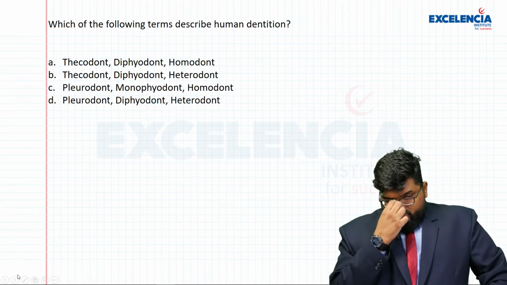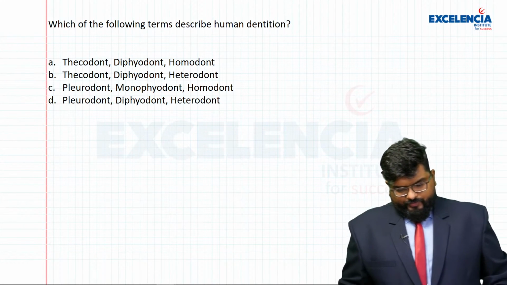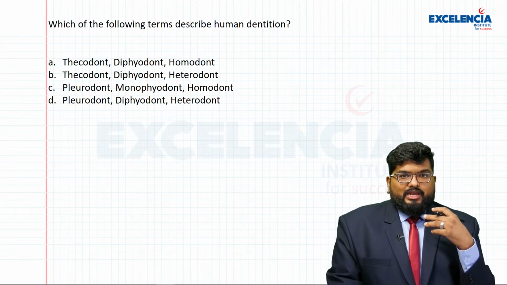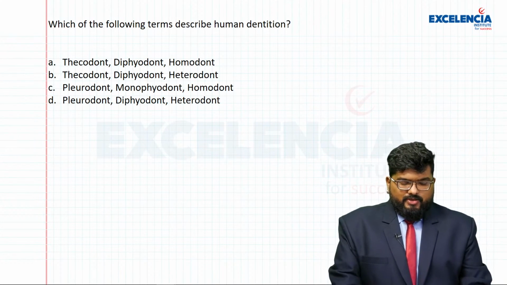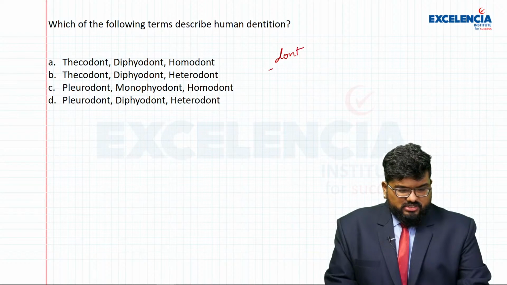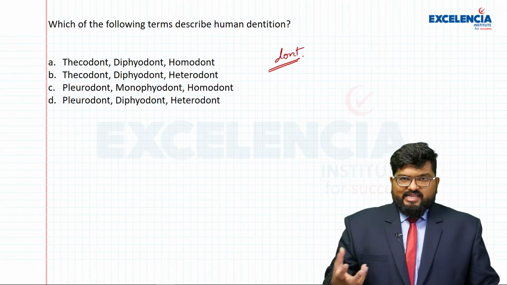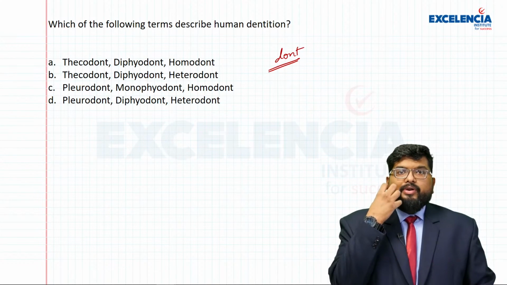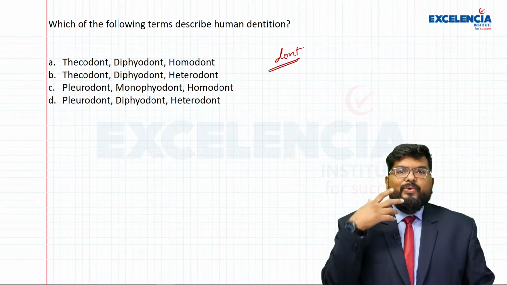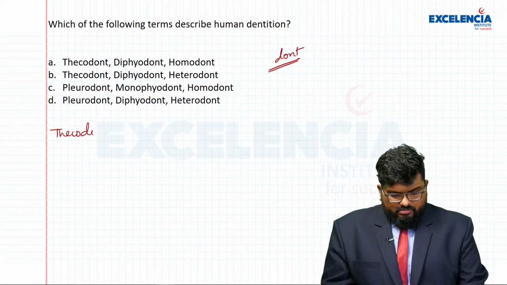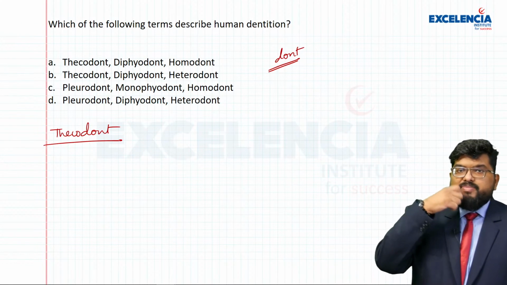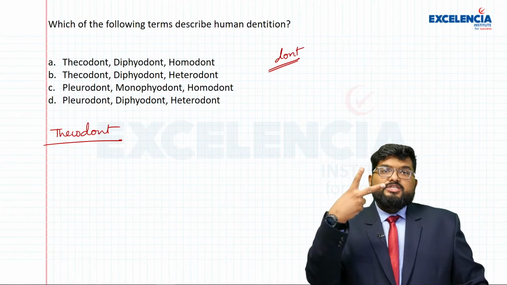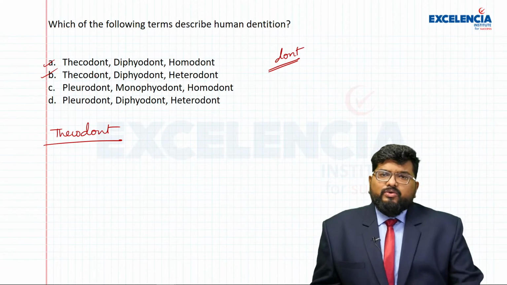Which of the following terms describe human dentition? Simple enough. Our teeth are embedded in the jaw, right? The jaw is the part of the skull. Dont is related to dentition, teeth. Now, a theca is a lobe or a cavity. So thecodont means it is embedded in the jaw. So thecodont is correct. Out of these options, there are only 2 options that show us thecodont, that is A and B. So let us find out the correct one from there.